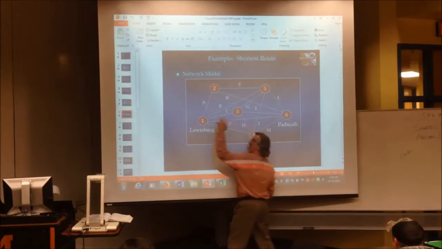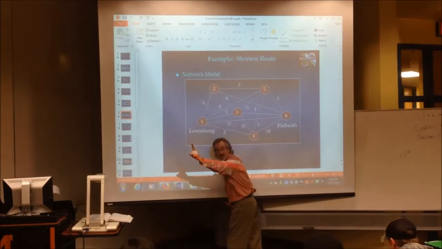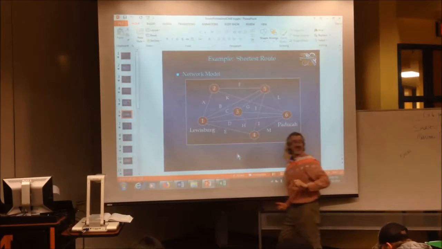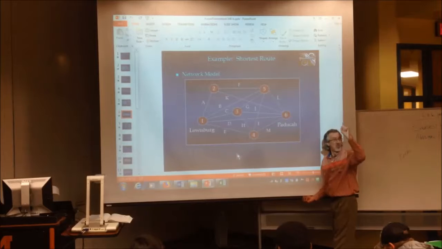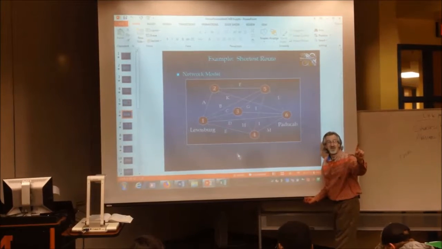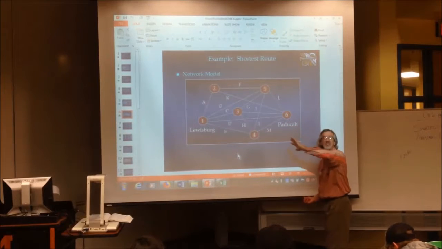I'm going to add one more thing. Ready? At the beginning, this constraint is always equal to 1. At the end, that constraint is always equal to 1. And all the middle node constraints are always equal to 0.